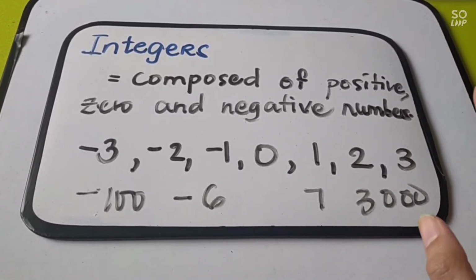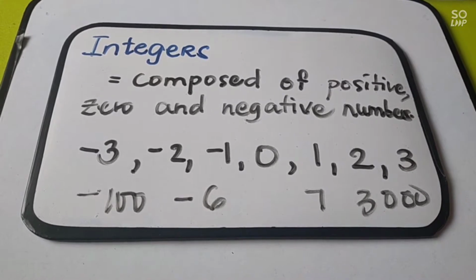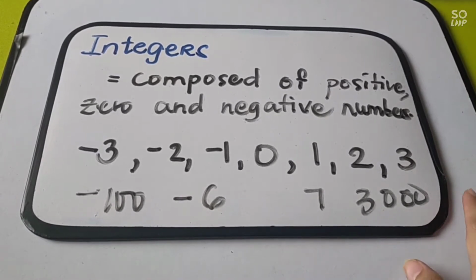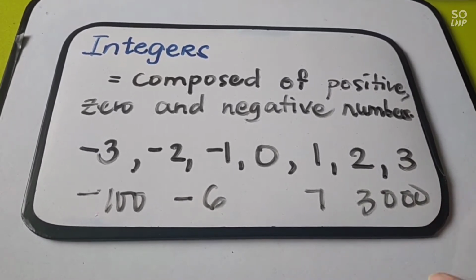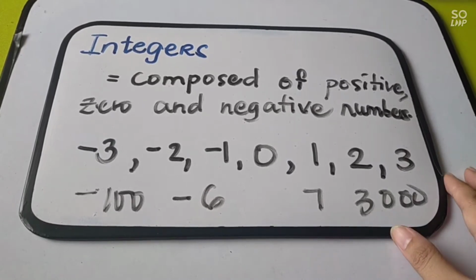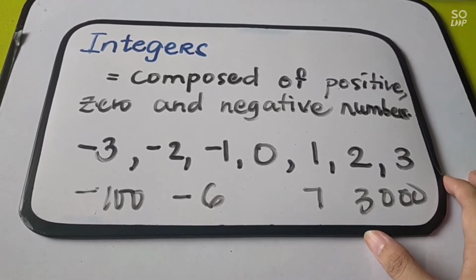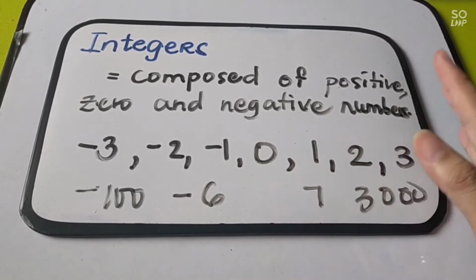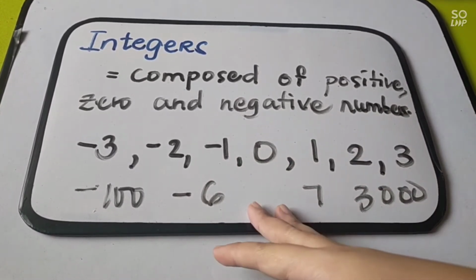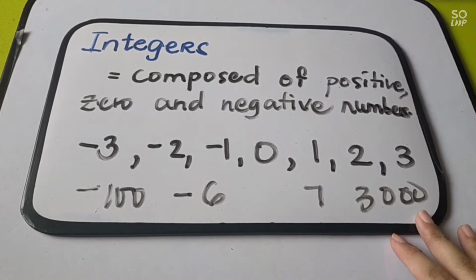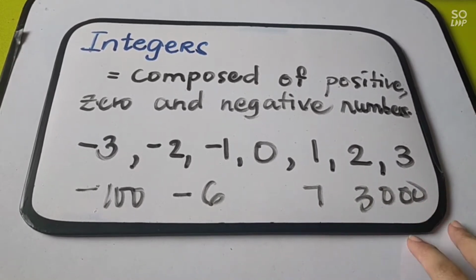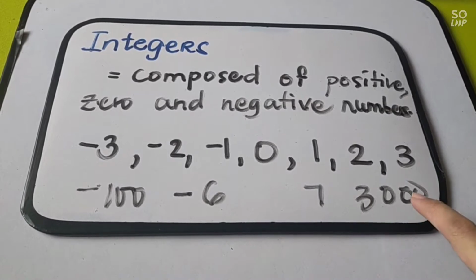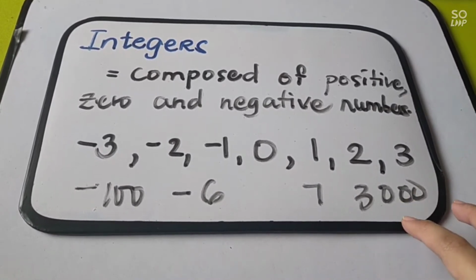So, tandaan na si integers ay puro whole numbers lang po. Wala siyang decimals o kaya naman fractions. Kailangan siya ay laging whole numbers lagi. For example, we have here negative 3, negative 2, negative 1, 0, 1, 2, 3, negative 100, negative 6, positive 7, and then we have here positive 3,000. So, these are sets of examples of integers.